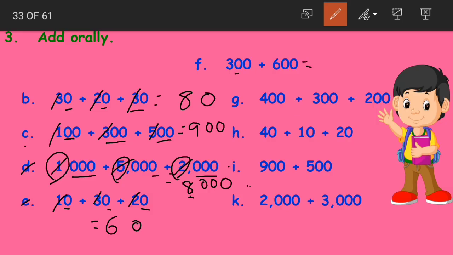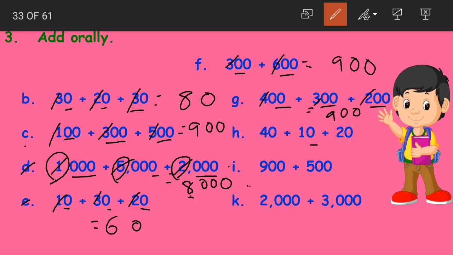Question number F. We are having 2 zeros. So I will put 2 zeros. 3 plus 6 becomes 9. The answer will be 900. Now again G. We are having 2 zeros in each number. So I will write 2 zeros. 4 plus 3 becomes 7. 7 plus 2 becomes 9.